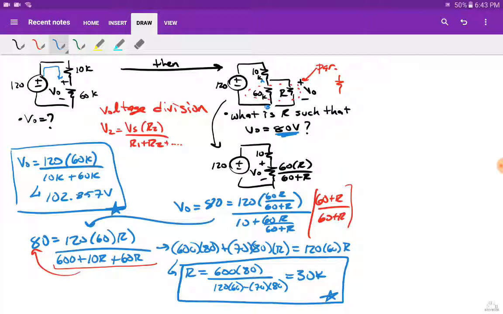Okay, so practice makes perfect. Simple voltage divider with a resistor reduction wrapped inside of it, but it's all the same jazz.